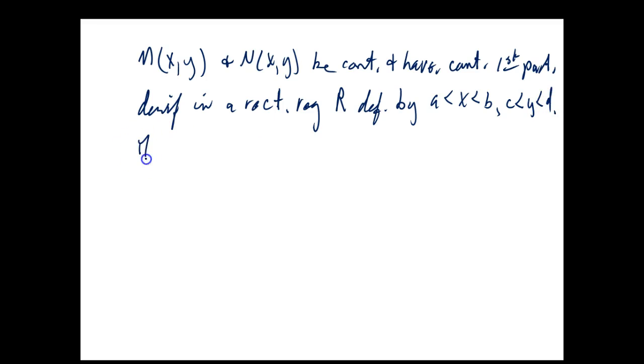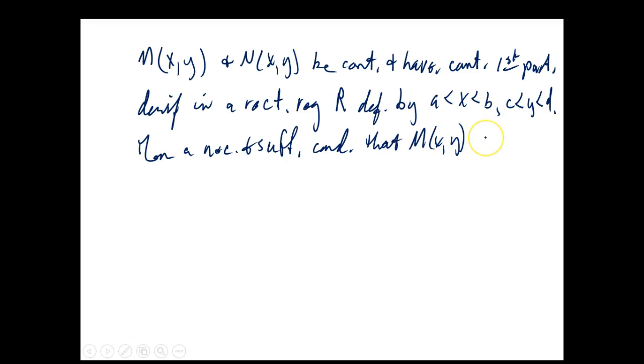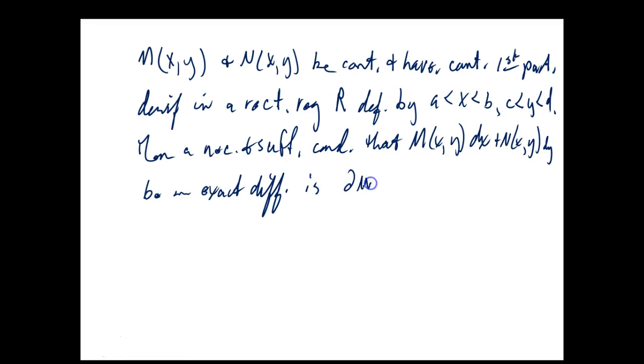Then a necessary and sufficient condition for M of xy dx plus N of xy dy to be an exact differential is, and here's the necessary and sufficient condition, exactly what we did before: the partial of M, which is a function of x and y, with respect to y, is equal to the partial of N, which is a function of x and y, with respect to x.